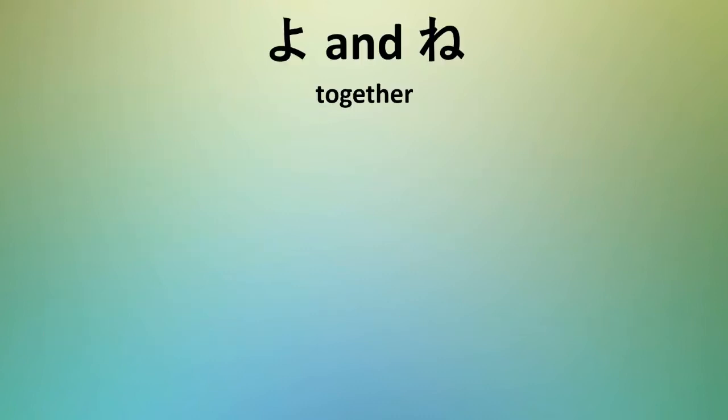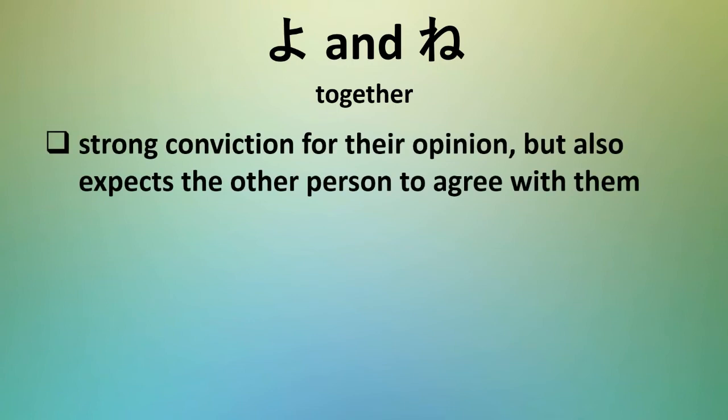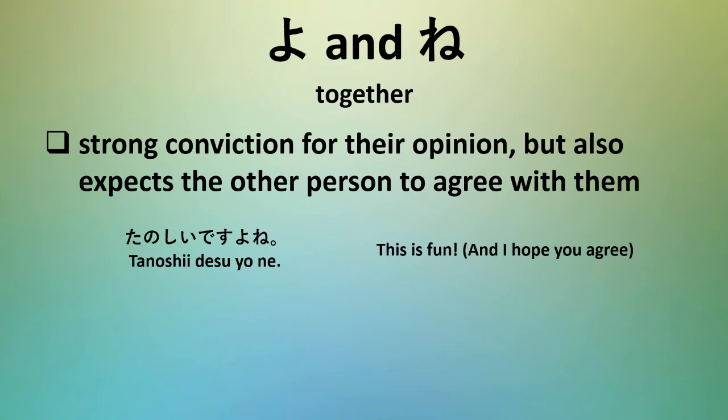Sometimes, and more often, yo and ne are put together at the end of the sentence. Here, it makes strong conviction for one's opinion, but also expects the other person to agree with them. So, for example, Tanoshii desu yo ne? So this is fun, and I hope you agree. I am emphasizing that this thing or this action is fun, and I'm also trying to make the other person agree with me. Tanoshii desu yo ne?